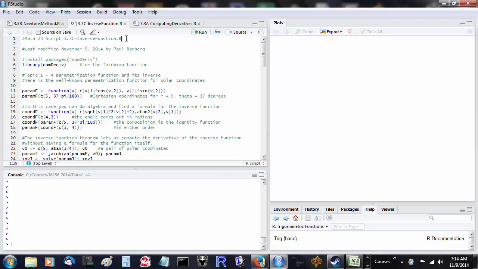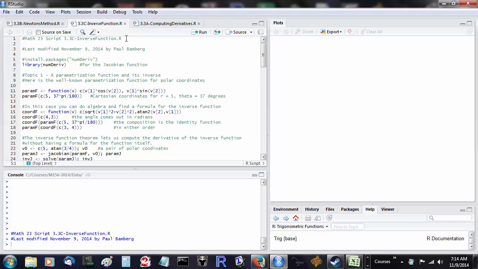It's Paul with the third and final script for this week on the inverse function theorem for multivariable calculus. This is closely related to Newton's method, but I think the graphs will give you an interesting insight into the 2x2 case.